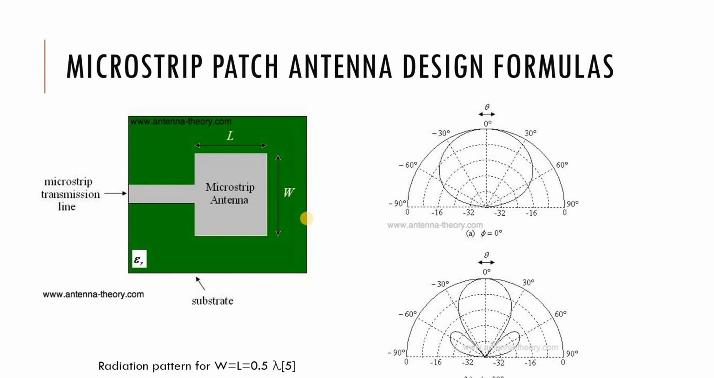Here you can see the microstrip patch antenna, which is fed with a microstrip transmission line over the substrate, and you can see the pattern in the E field and H field. And this is the radiation pattern for a square patch antenna, where the length is equal to half of the wavelength.